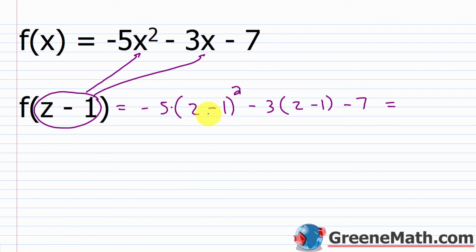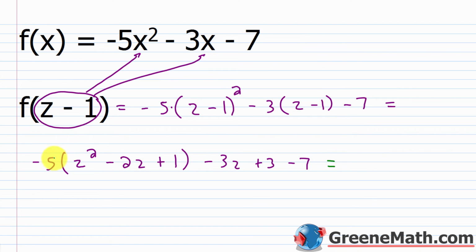Z minus 1, if we square that quantity, we get z squared minus 2z plus 1. So I'd have negative 5 times that quantity. Again, z squared minus 2z plus 1. Then you think about this as negative 3 times z, that's minus 3z. And then negative 3 times negative 1 is plus 3, and then minus 7.